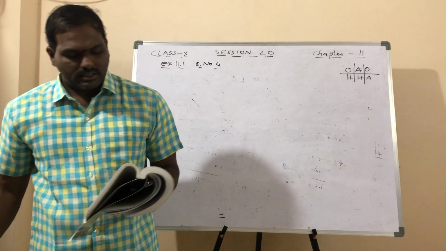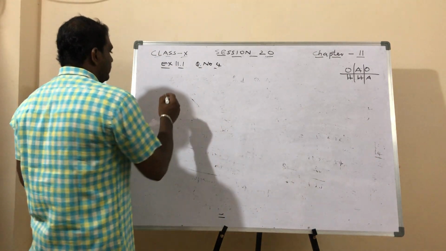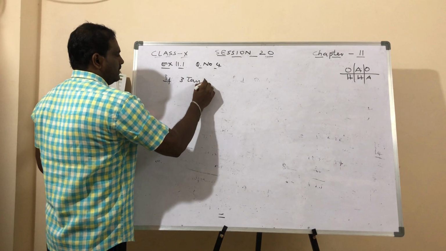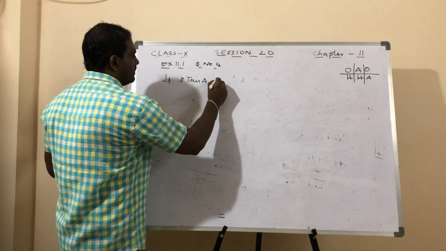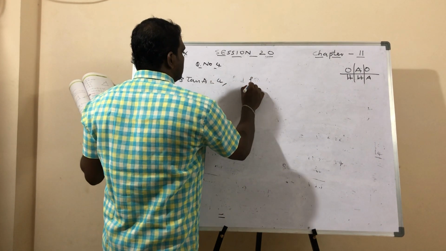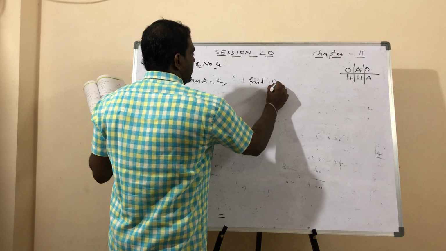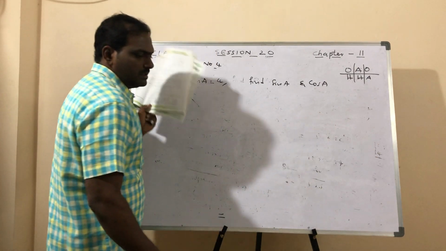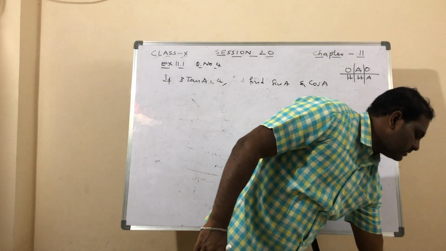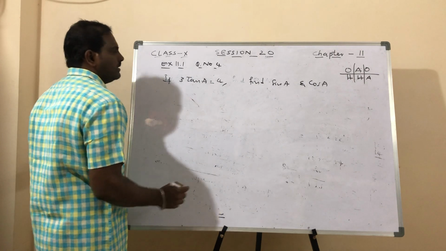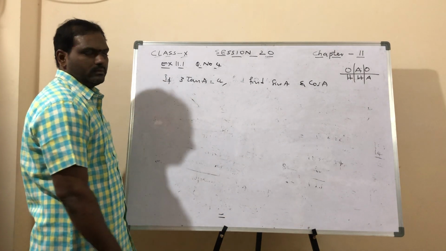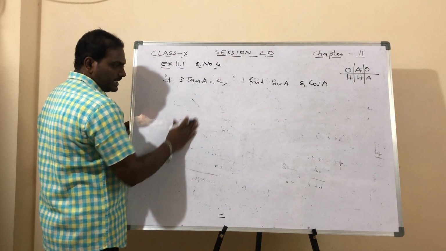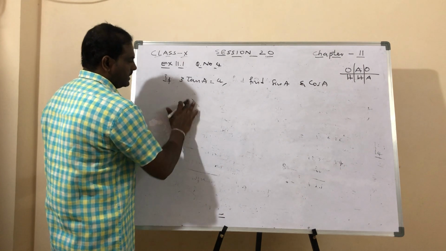Next, look at the next question. The question is like this. Question number 5. If 3 tan A is equals to 4, find sin A and cos A. This is the question given. So how to do? It's also very simple. First, 3 tan A is equals to 4. We want sin A and cos A. Very simple. Just I'll explain. You have to do as a home assignment.